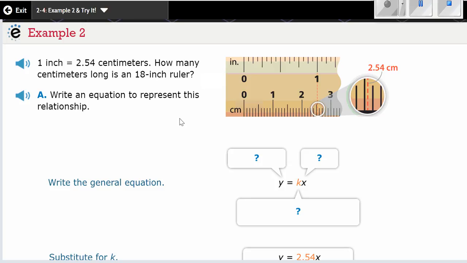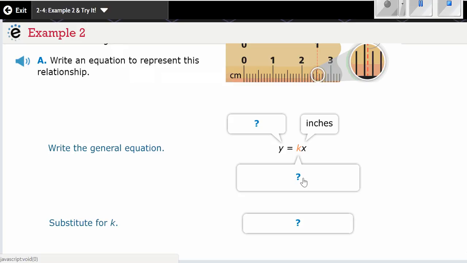So first of all, we have to understand what the relationship is. And so what is the y being divided by the x? Since we learned in unit rates that this 1 to, in this case, 2.54 ratio is what's going on, we would say that's what we're looking at. On the y side, we would have centimeters. On the x side, you have inches. So centimeters divided by inches equals k.